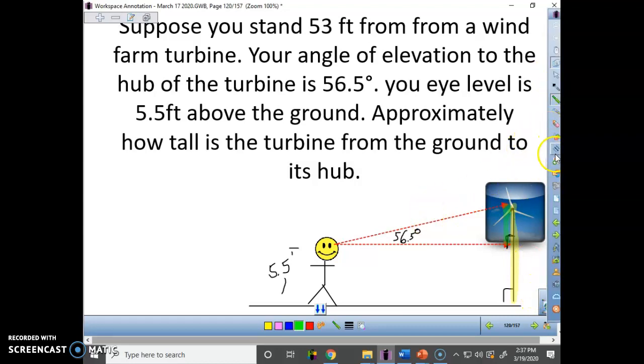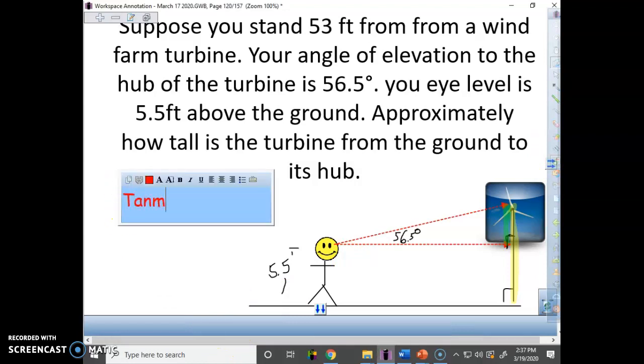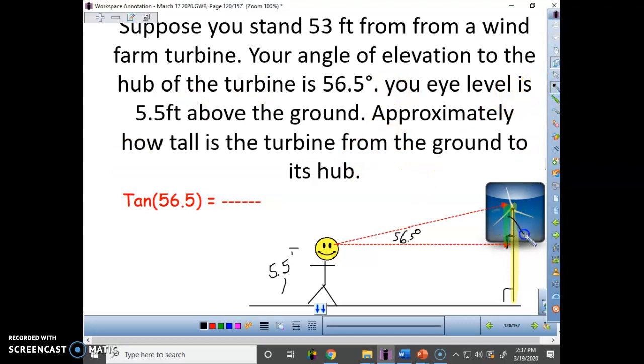So you think about Sohcahtoa. Some old hippie crashed a helicopter tripping on acid. What is involved? We already know our angle, and it looks like we're using opposite over adjacent. So that looks like it's going to be a tangent ratio of 56.5. Tangent of 56.5 is equal to, what is the fraction? Let's see, we've got opposite, which is our x, over, what is it?